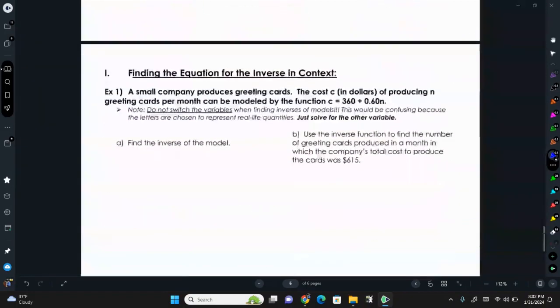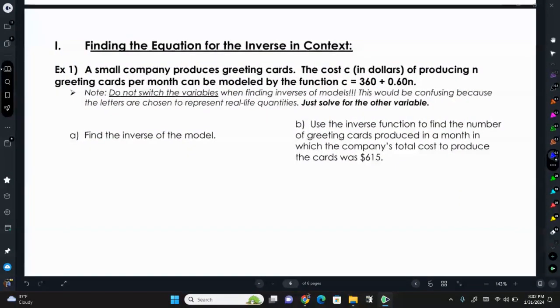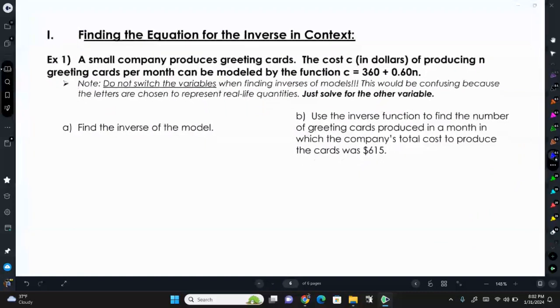All right, now on the next page, word problems. The only difference with word problems is that we don't switch the variables, because in word problems, the variables represent a real situation. So if we switch the variables, now we switch the meaning of the problem. So instead, what we do is we just solve for the other variable. So we get the other variable by itself.